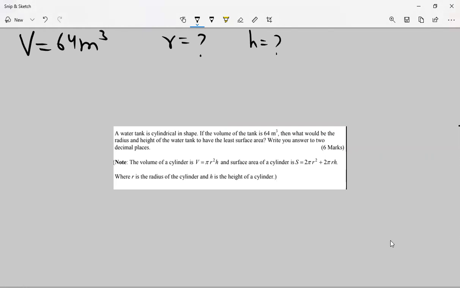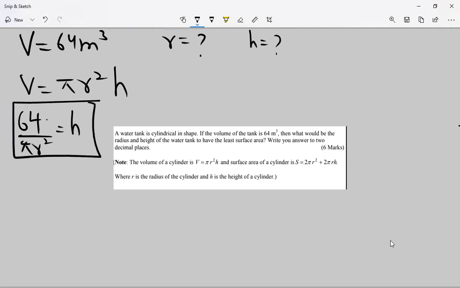Write your answer to 2 decimal places. The formula of the volume of the cylinder and the surface area of the cylinder is given to us in the question. Firstly, V is equal to pi R square H. Firstly, you need to find out the value of H here. V is given to you, so 64 upon pi R square is equal to H. Why have we calculated this? To put into the surface area formula of the cylinder, because we need to find out the radius and the height.